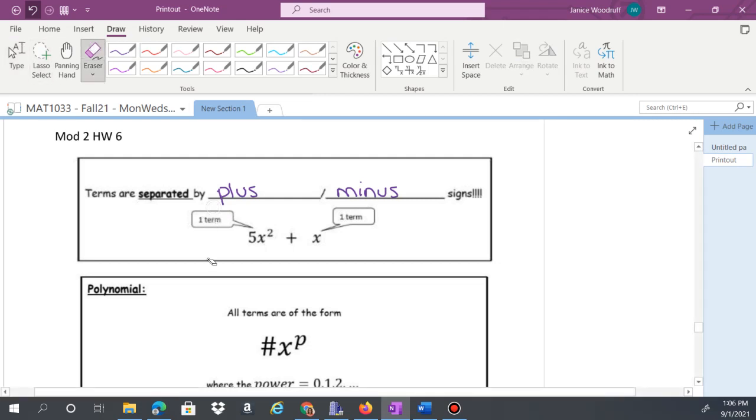Okay, so notice here you have a 5x squared. That is still multiplication in between the 5 and the x. So multiplication doesn't separate any terms, neither does division. So plus and minus will separate terms.